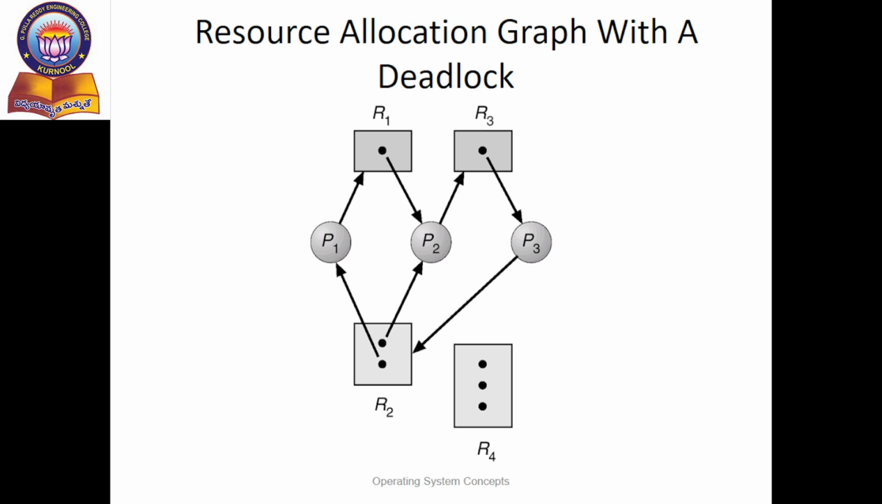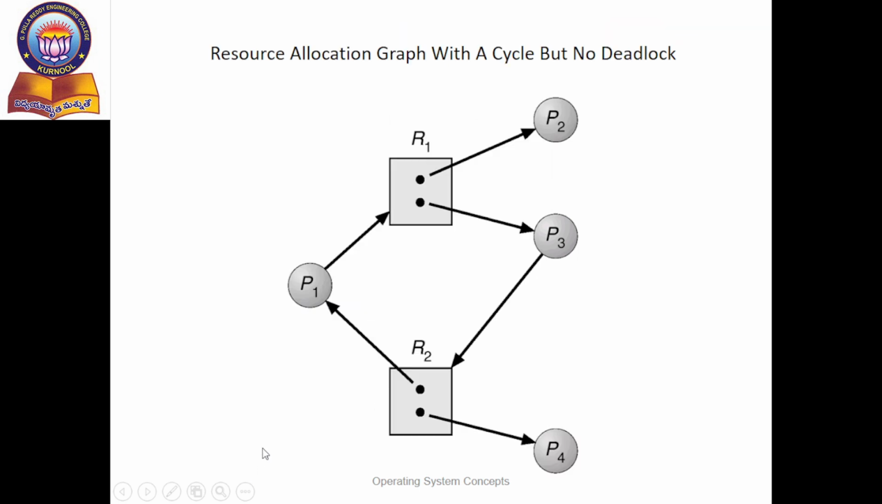Once we get a cycle in the system, the occurrence of the cycle may lead to a deadlock, and sometimes even though there is a cycle, there cannot be a deadlock. Let us see another example where we can conclude this. Here we have a cycle from P1 to R1, from R1 to P3, from P3 to R2, and finally from R2 to P1. Definitely this is a cycle.